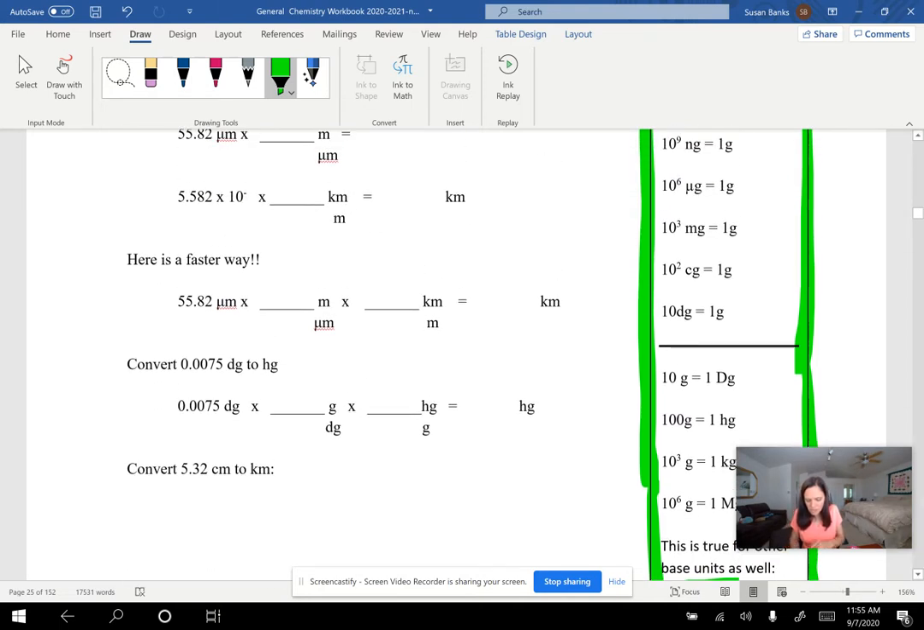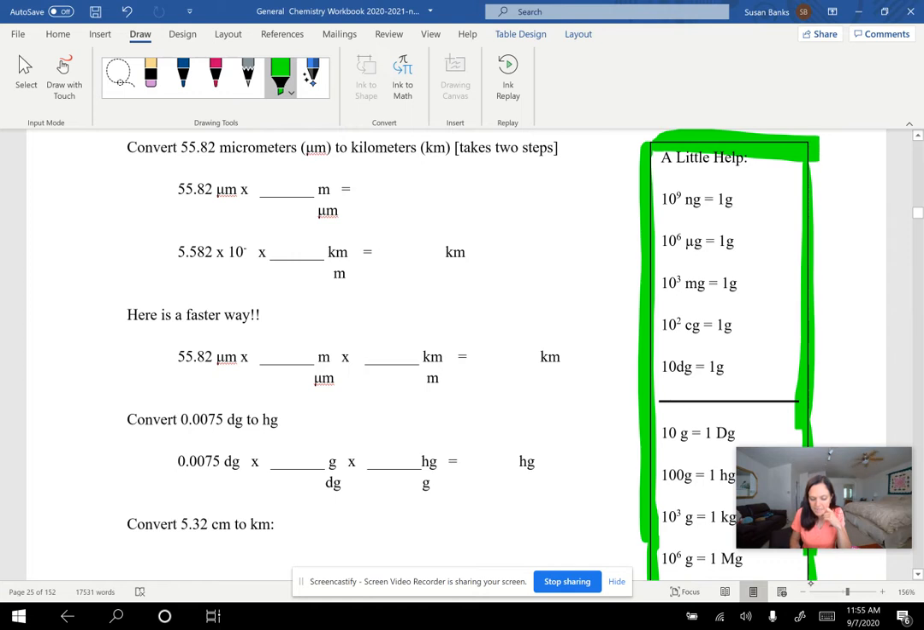Let's do the smaller ones. 10 decigrams equals 1 gram. 10 to the 2 or 100 centigrams are equal to a gram. 10 to the 3 or 1,000 milligrams are equal to a gram. 1,000,000 micrograms are equal to a gram. And 1,000,000,000 nanograms are equal to a gram. So this is what we will be using here. We can use it for whatever unit we want.